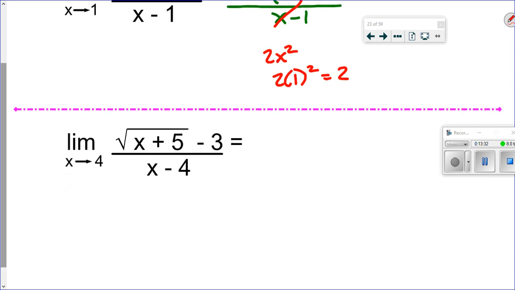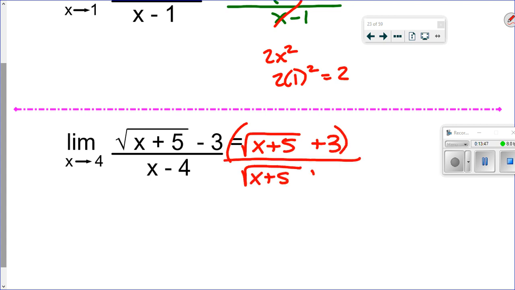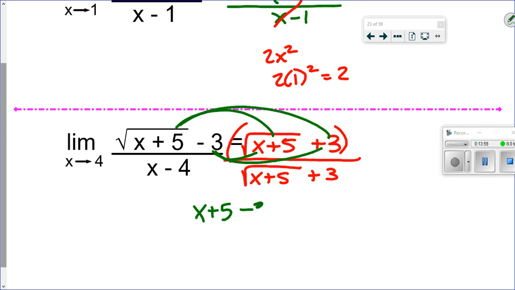In this problem, you're going to rationalize this fraction, so you multiply by the square root of x plus 5 plus 3 on the top and bottom. So square root of x plus 5 times square root of x plus 5 is x plus 5. The outside and inside is going to cancel. Negative 3 times positive 3 is negative 9. We have x minus 4 times the square root of x plus 5 plus 3.